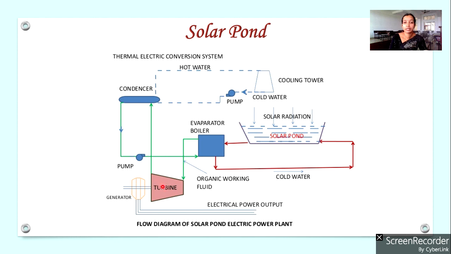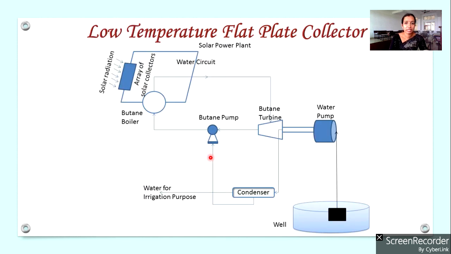So the vapor after driving the turbine is taken into a condenser where it is condensed back to its original state and it is given to the evaporator boiler. So that is all about a solar pond. Now let us see the other low temperature system, that is the low temperature flat plate collector.